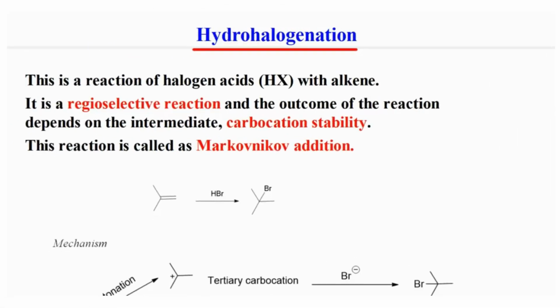Hello viewers, welcome back. In today's video lecture, we are going to talk about the hydrohalogenation of alkenes. In the previous lectures, we discussed the various reactions of alkenes. In the first lecture, we learned hydrogenation, adding H2, then halogenation with bromine, followed by halohydrin, etc. Here we are doing hydrohalogenation.